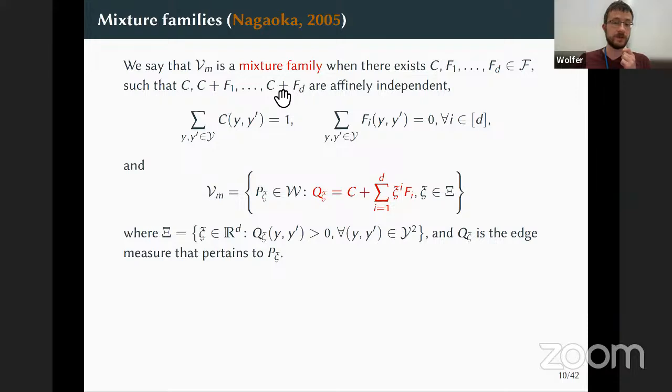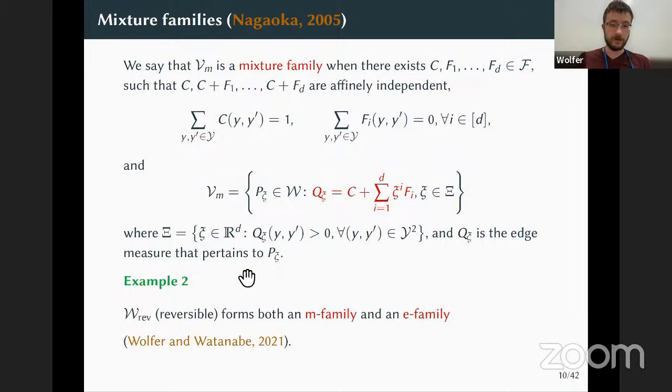Similarly, we can also define mixture families of Markov chains as follows, where here VM will be a mixture family if its edge measure, so not its transition matrix, can be expressed as the following mixture. And to give an example, the set of all reversible Markov chains, that is, Markov chains that satisfy the detailed balance equations, forms both an M family and an E family.